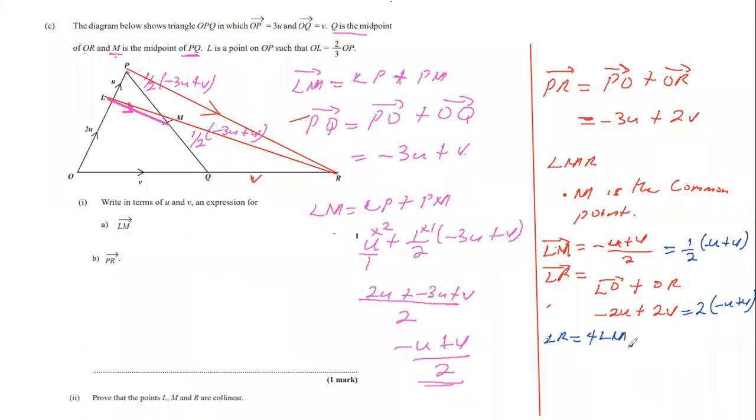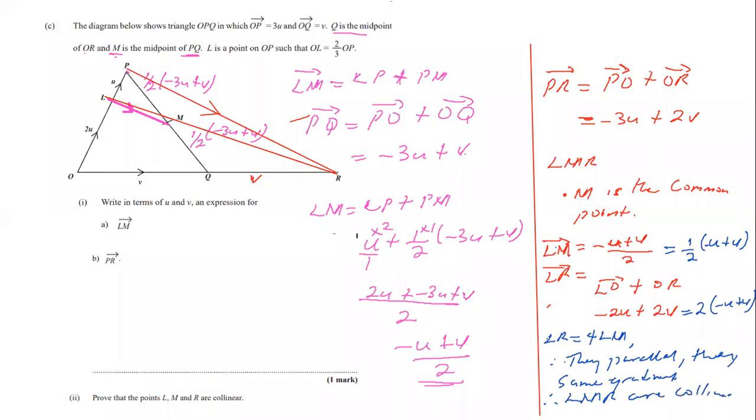We say therefore they are parallel. If they are parallel, they have the same gradients. Now, you say therefore L, M, R are collinear.